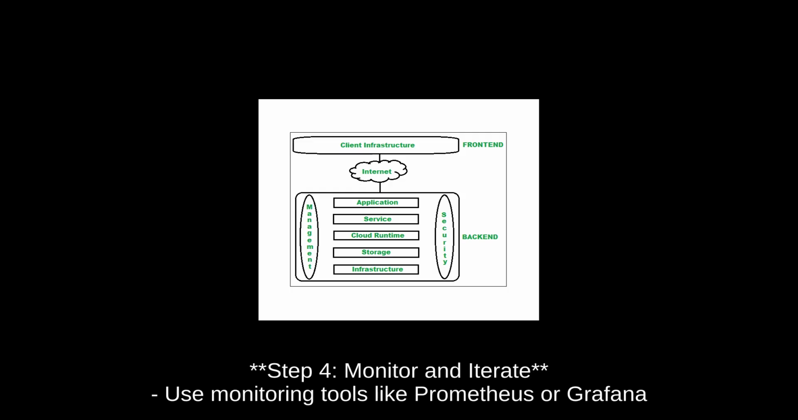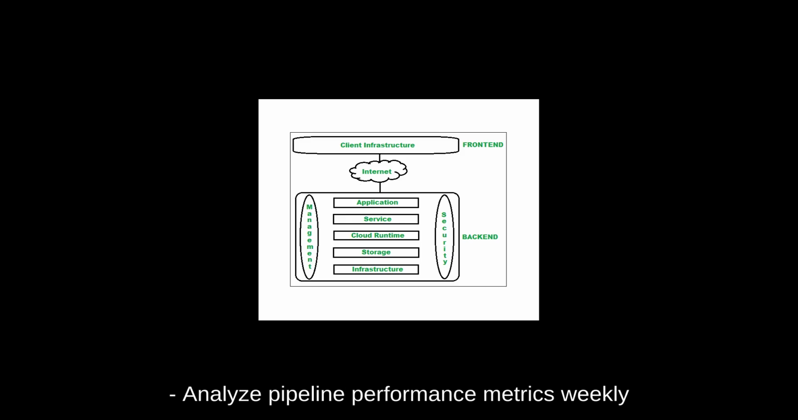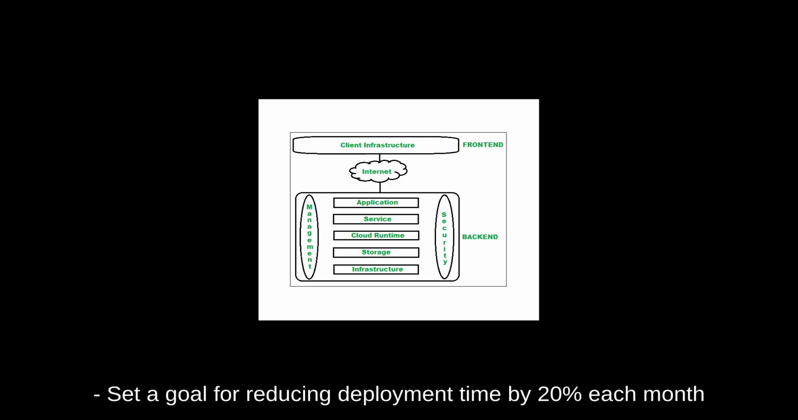Step 4. Monitor and iterate. Use monitoring tools like Prometheus or Grafana. Analyze pipeline performance metrics weekly. Set a goal for reducing deployment time by 20% each month.